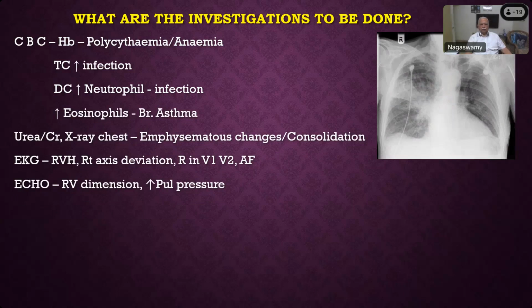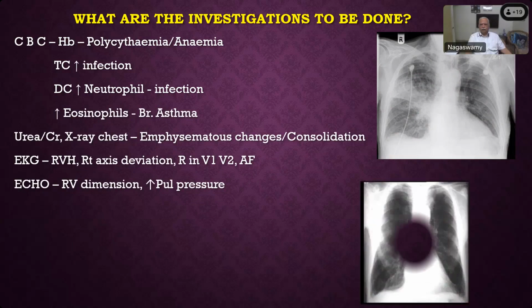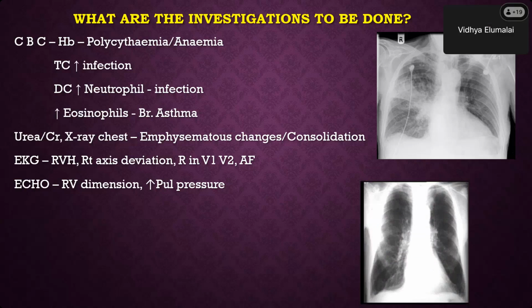So here is an X-ray chest shown here. Can you identify what is the pathology in this? Right middle lobe consolidation. This is to mimic an OSCE question. Okay, yes. And what about this? Emphysema. Bilateral emphysematous changes.